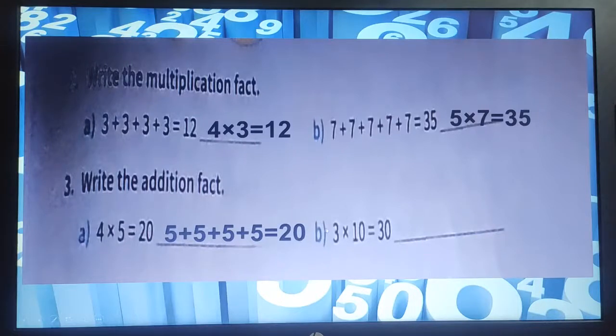In the second one, 3 into 10 is equal to 30. 10, how many times will we write? 3 times. 1, 2, 3. 10 plus 10 plus 10, that is equal to 30. So this is the multiplication factor and this is the addition factor.